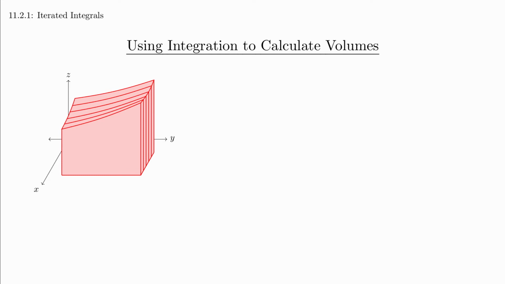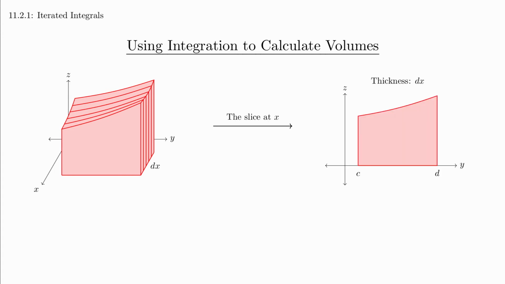We're going to start by making thin slices parallel to the YZ plane. Notice that this is like a trace because this is a region where x is basically constant, except it has just a little bit of thickness. We'll call that thickness dx. Then the volume of that slice is going to be the area under the curve multiplied by dx.